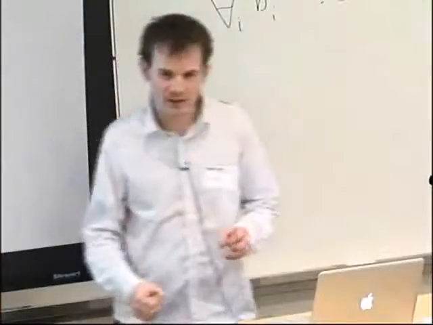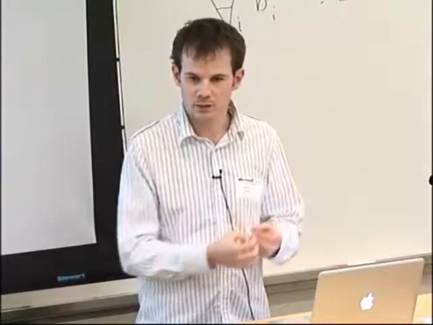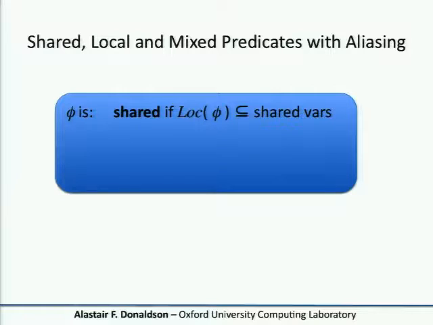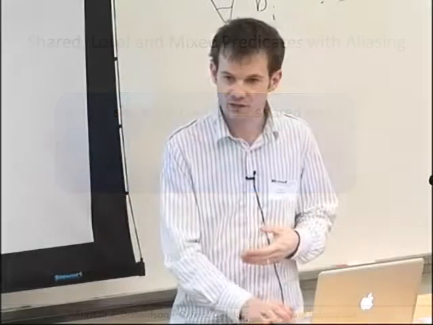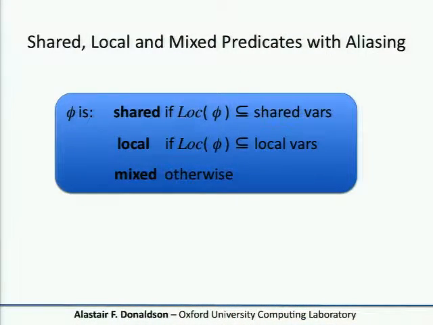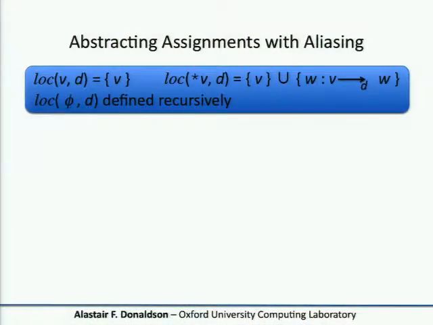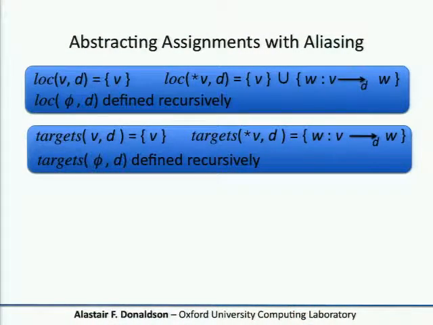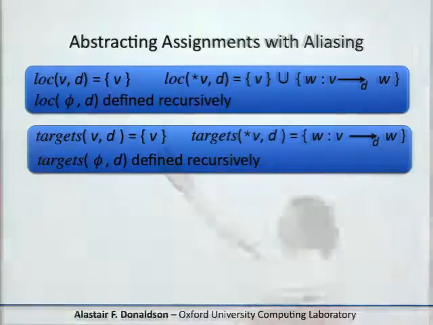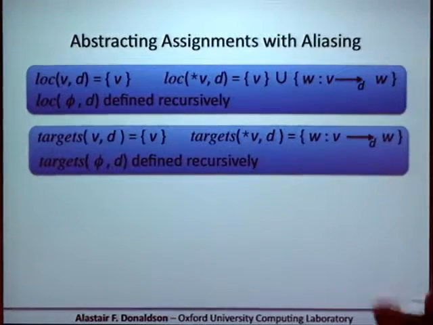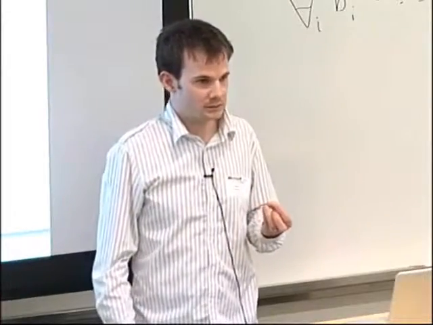So before we said a predicate was shared if it only involved shared variables, local if it only involved local variables, and mixed if it involved both local and shared. So now we just generalize this. We say that a predicate is shared if its global locations are a subset of the shared variables, local if they are a subset of the local variables, and mixed otherwise. So this is the obvious generalization to take pointers into account. And then to abstract assignments, so this is our definition of locations. And we have a corresponding definition of targets. So the targets of a variable are just the variable, and the targets of a dereference are just what the variable can point to. So this captures what you could change by writing through this L-value.